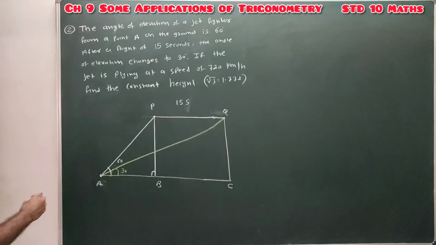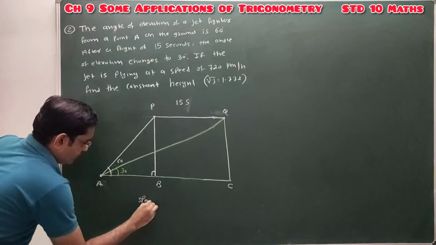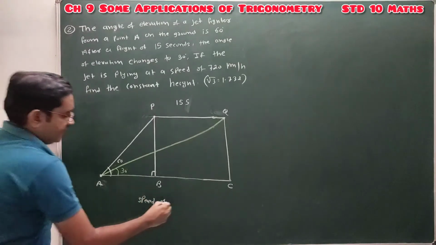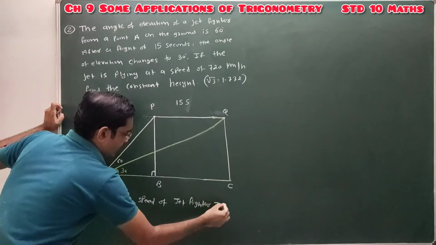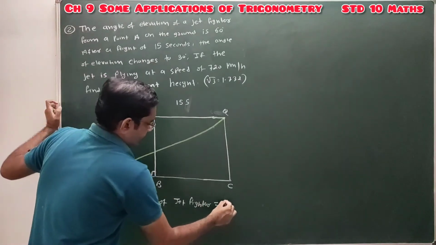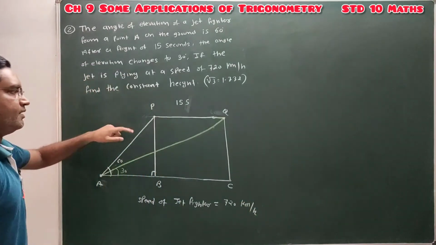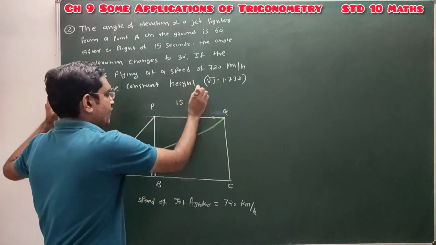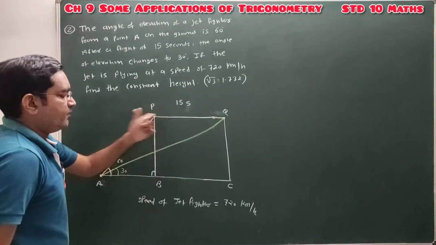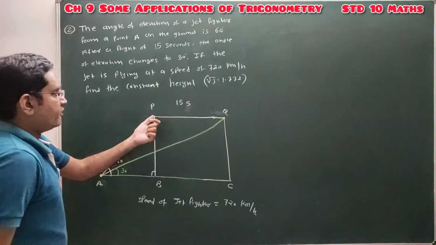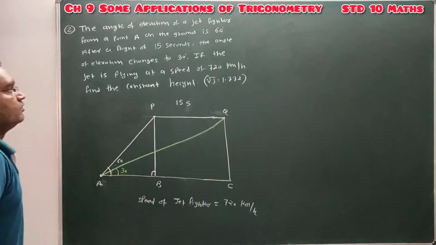So the jet is flying at a speed of 720 km per hour. The speed of the jet fighter is 720 km per hour. That means this jet fighter covers a distance of 720 km per hour, and we are given the position of this jet fighter after 15 seconds. So you have to find the distance covered by this jet fighter in these 15 seconds. Done. So that will be the length of this PQ.